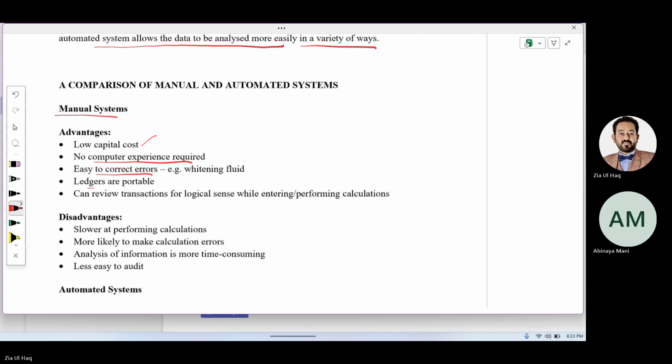And ledgers are portable. In manual, you can move from one location to another easily, while in computerized, the file data is too much. You need high memory space to move from one location to another. And you can review transactions for logical sense, meaning in manual, you can review the ledgers easily, while in computerized, you cannot see into the system how transactions are processing.